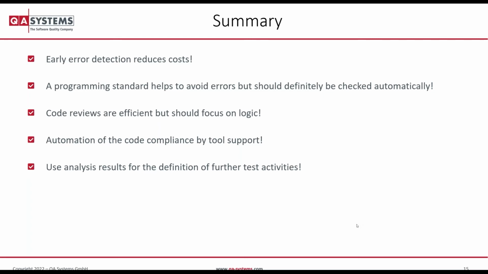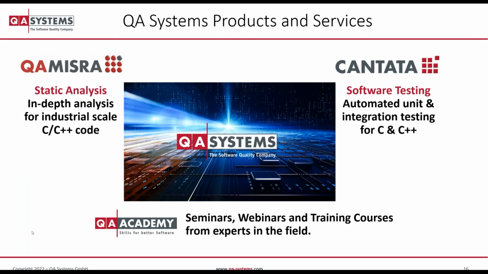Good. I come more or less close to the end of the theoretical part. I would give you a short overview about QA Systems, what we are and what we do. We have two main areas where we supply products and services: one is of course QA-MISRA, the static analysis tool, and the other is Cantata, with automated unit and integration testing for C and C++. That's supported by our academy, where we offer seminars, webinars like this one, or training courses.